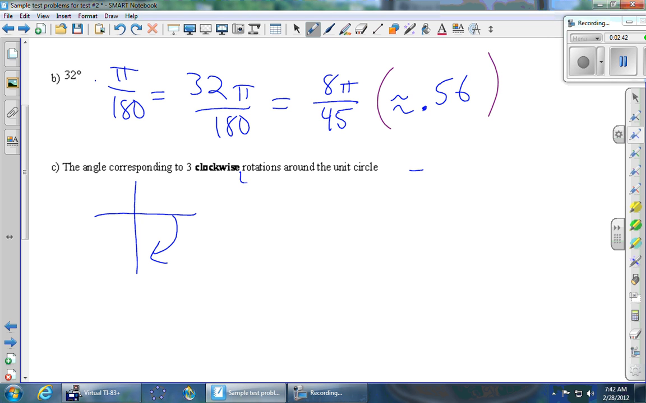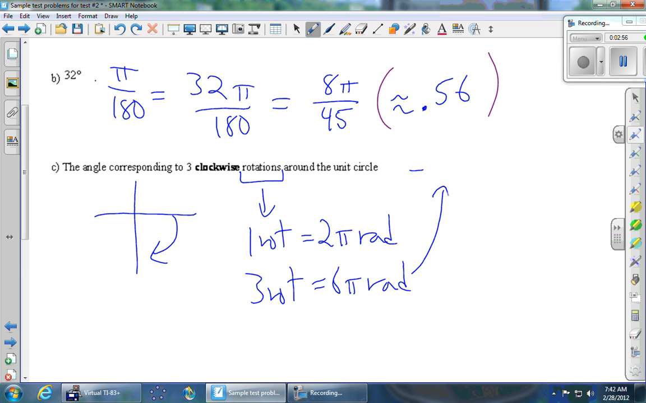And I know that every rotation is 2 pi radians. So if I'm going 3 rotations, then I multiply by 3 and I get 6 pi radians. So then the final answer here is negative 6 pi radians.